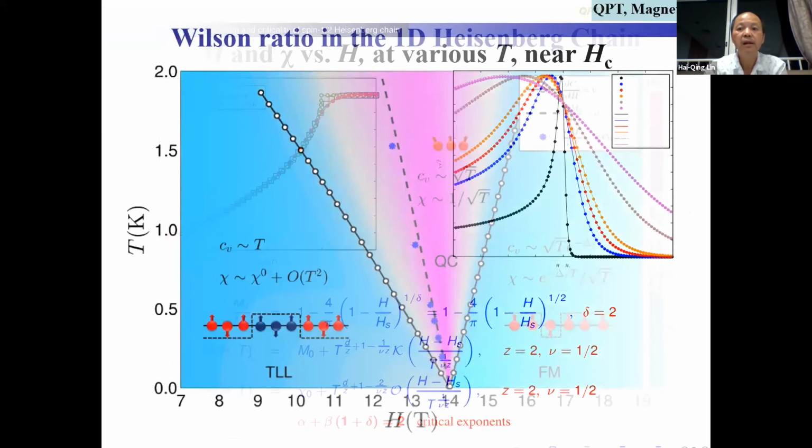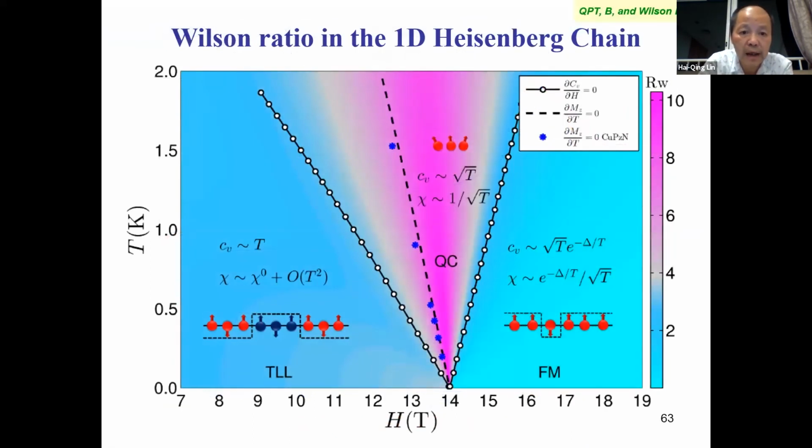And the data is shown in this picture. On the horizontal axis is the magnetic field. Along the vertical axis is temperature. Then the Wilson ratio is represented by the color. You can see immediately there are 3 regions in this picture. Just look at the color of the Wilson ratio.